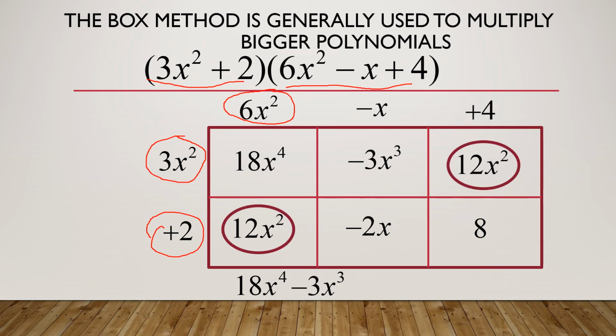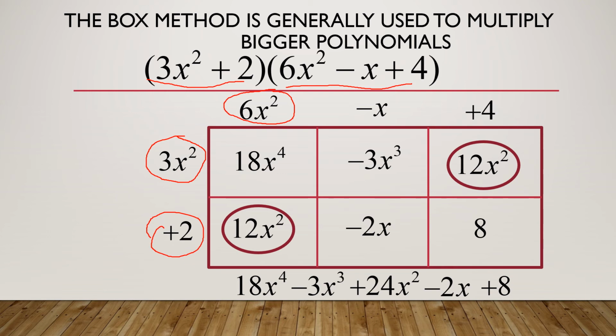But if I look at my chart, I have two terms that have x squared, so I have to combine those like terms. Remember, when you're combining like terms, you are adding. So you're going to add the coefficients, but you're going to keep the exponents the same. So that will be 24x squared. And then I have the negative 2x and the positive 8. And then there I have my multiplication all completed.